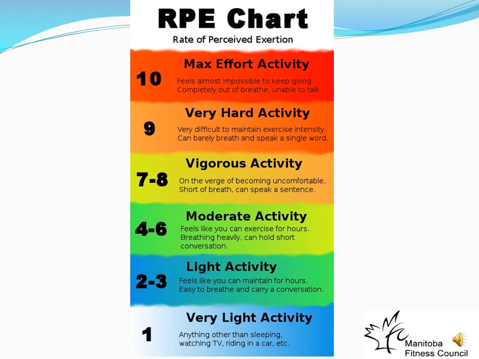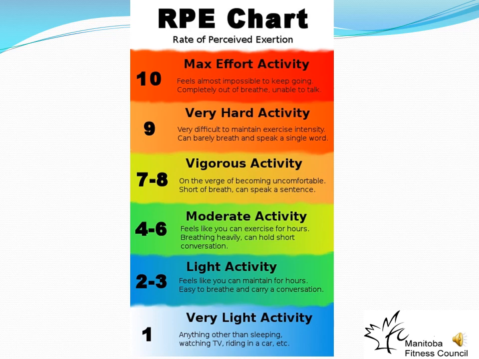Once they become more advanced, I would tell them they'd want to be at a vigorous intensity. So I would say a 7 to 8 out of 10. So on the verge of becoming uncomfortable, they're short of breath, but can still speak a short sentence. So that's how we use this chart. Couple pointers about this chart. It can actually be very, very accurate with practice.